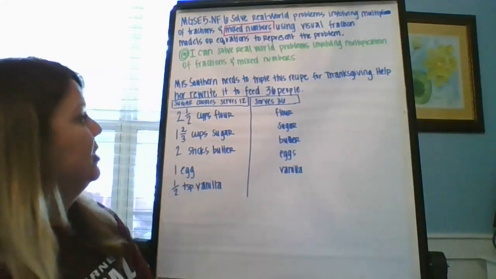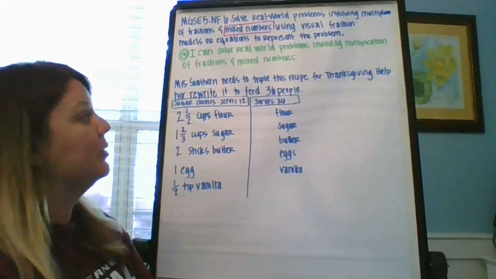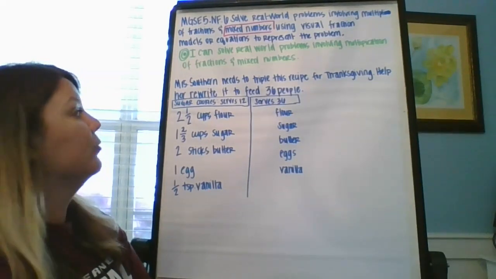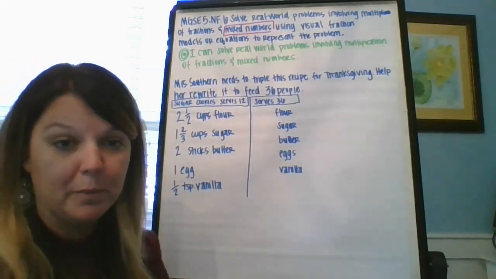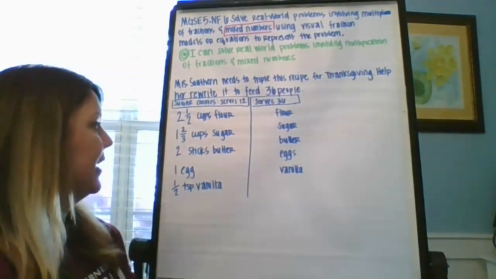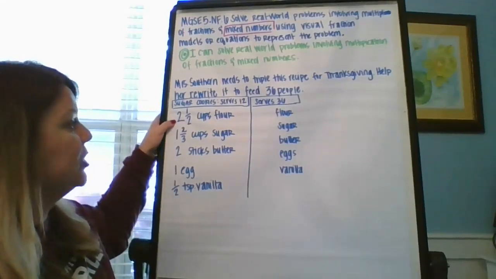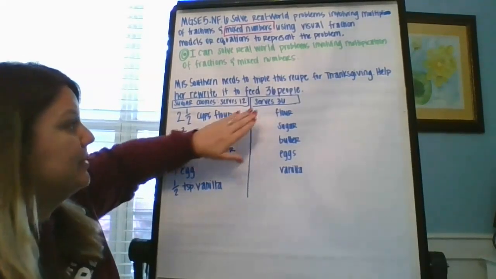So we've got a situation here. It says Miss Heather needs to triple the recipe for Thanksgiving. Help her rewrite it to feed 36 people. So we've got some quantities here. We need to triple those or multiply them by 3. So to start with, I have 2 1/2 cups times 3.